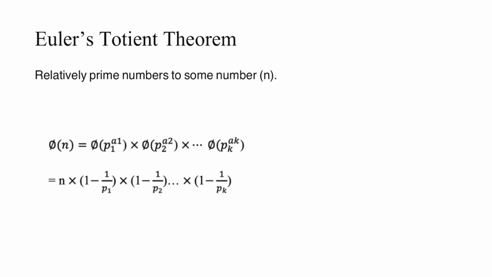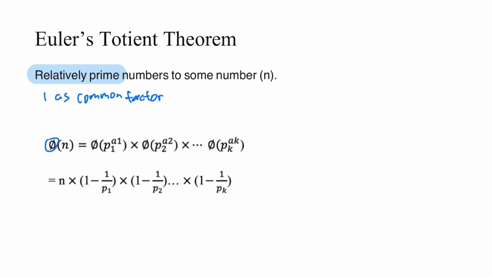Getting a bit more complex now, we have Euler's totient theorem. This tells us how many numbers are relatively prime to some number n. When two numbers have only 1 as their common factor, we call them relatively prime. And this symbol over here is called a phi symbol. In number theory, the Greek letter phi is used as a symbol, especially for Euler's totient function.